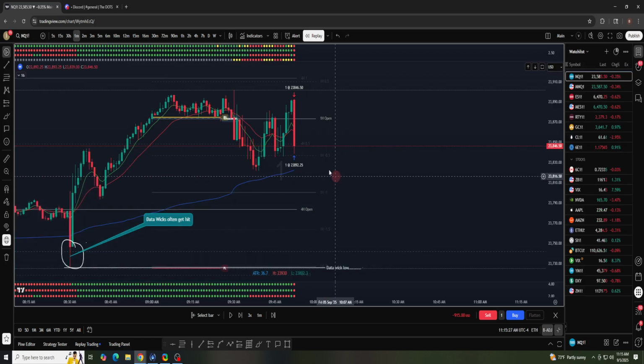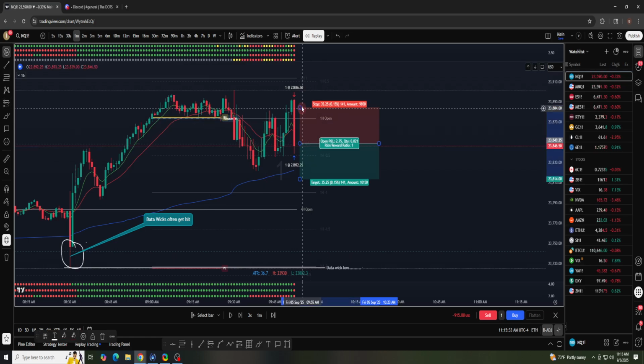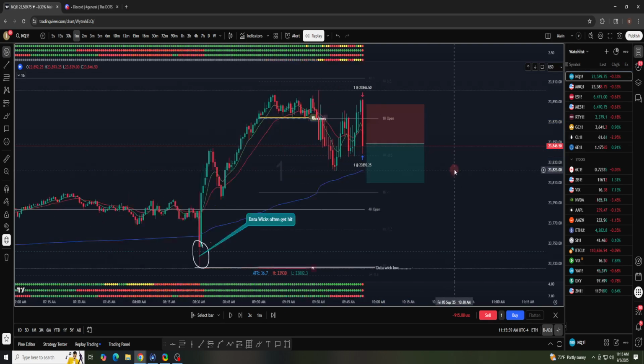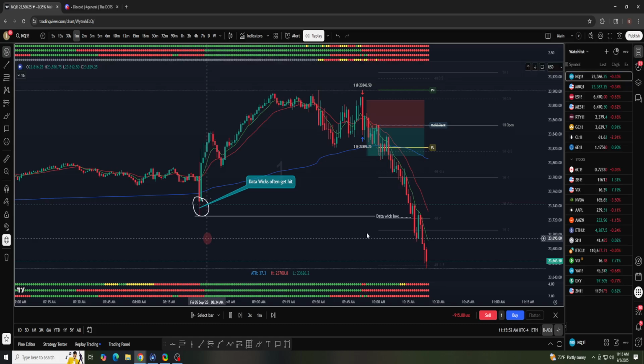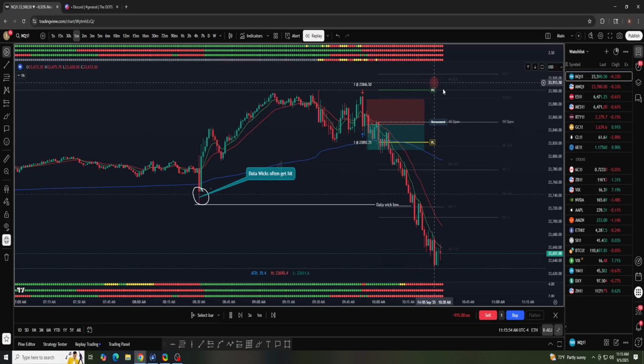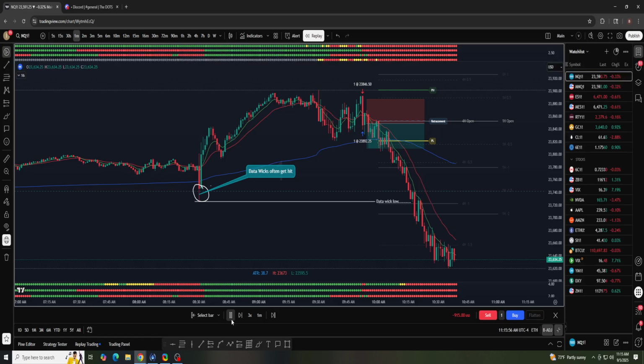Again, I screwed that up, but this is the direction of the data wick low, which I highlighted. So you can see price ends up hitting the ATR and then ultimately goes down to its data wick low, and then you can see it just continues melting lower.